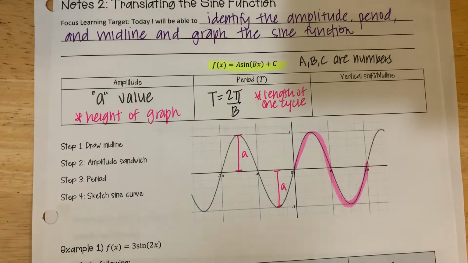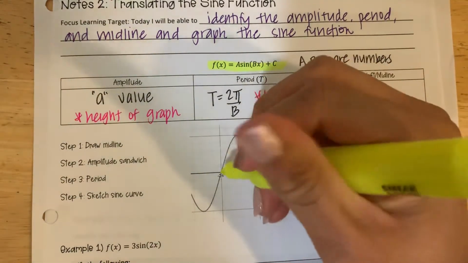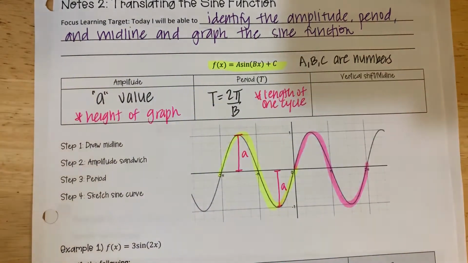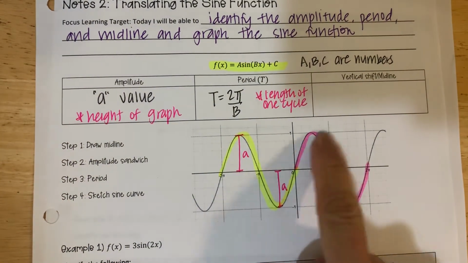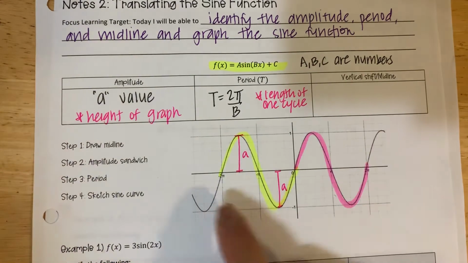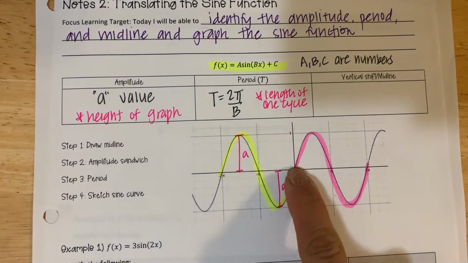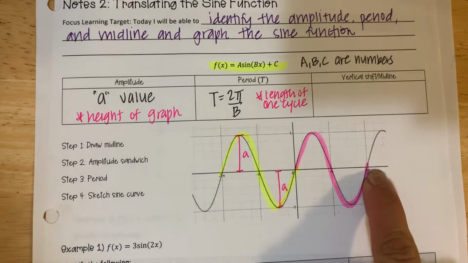So for example, this right here is another cycle. So I have 2 full cycles, and then it starts another cycle and the end of another cycle is there. But this right here is one cycle, this is another cycle.